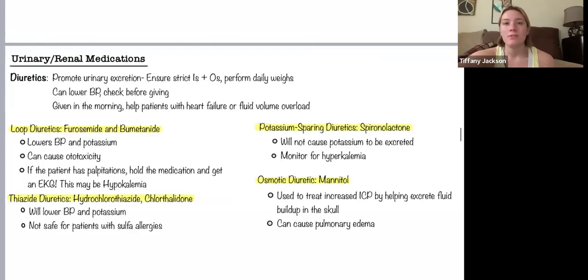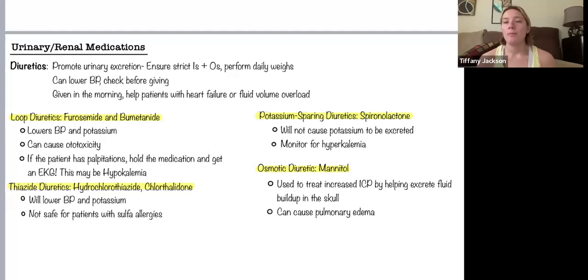Alrighty, last but not least for today, we are going to talk about our urinary and renal medications. So, diuretics, they are kind of grouped under urinary and renal medications, but remember, a lot of times we give these for patients with cardiac issues because they are good for patients with heart failure, okay? The whole purpose of diuretics is to promote urinary excretion. So it's important that we ensure we do strict intake and output on these patients and perform daily weighs.